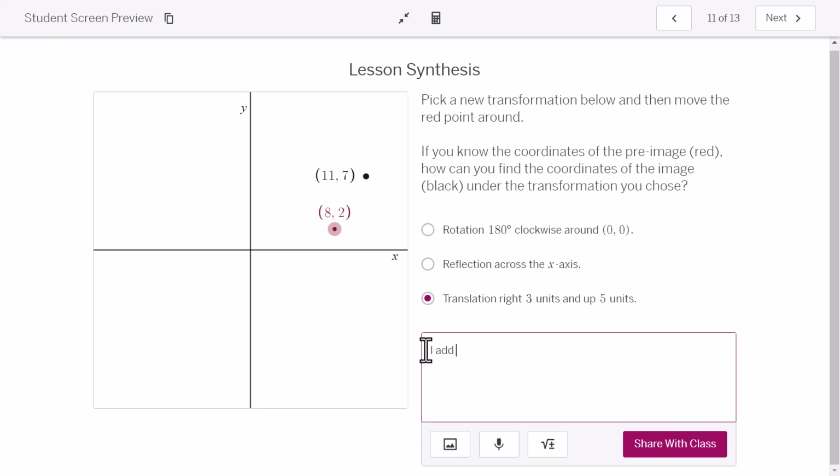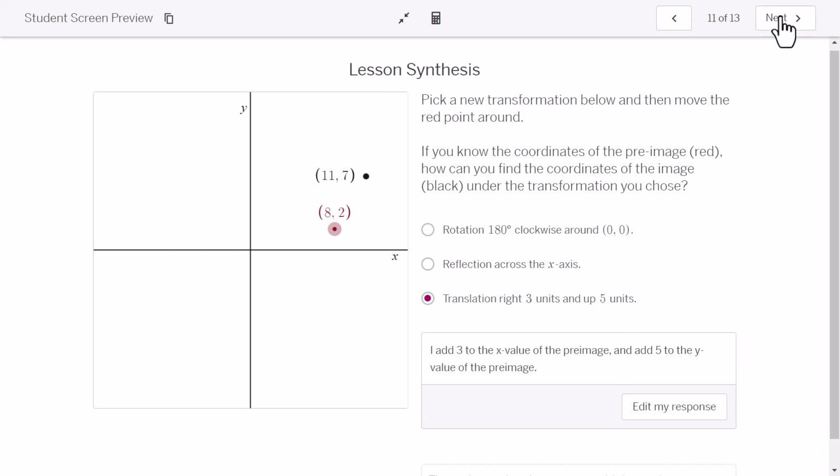So I add 3 to the x value of the pre-image and add 5 to the y value of the pre-image. Sorry about that. I'm going to change that to pre-image. Sorry if that confused you for a second, but I fixed it. So I can use coordinates and write specific rules that I can apply to anything in the figure.